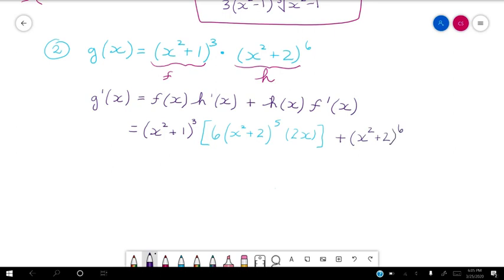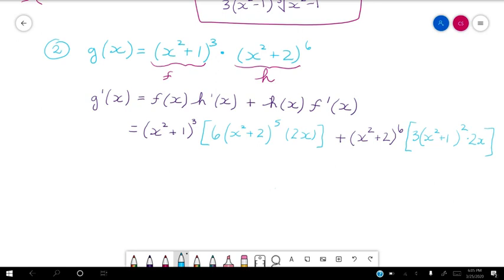And then we're going to take the derivative of f prime, this first function. And again, the outside function is the power function, and then the inside function is x squared plus 1. So we'll take the derivative of our outside function first. Inside stays the same. And then we'll multiply by the derivative of our inside function. Okay. Whew. And that's that.